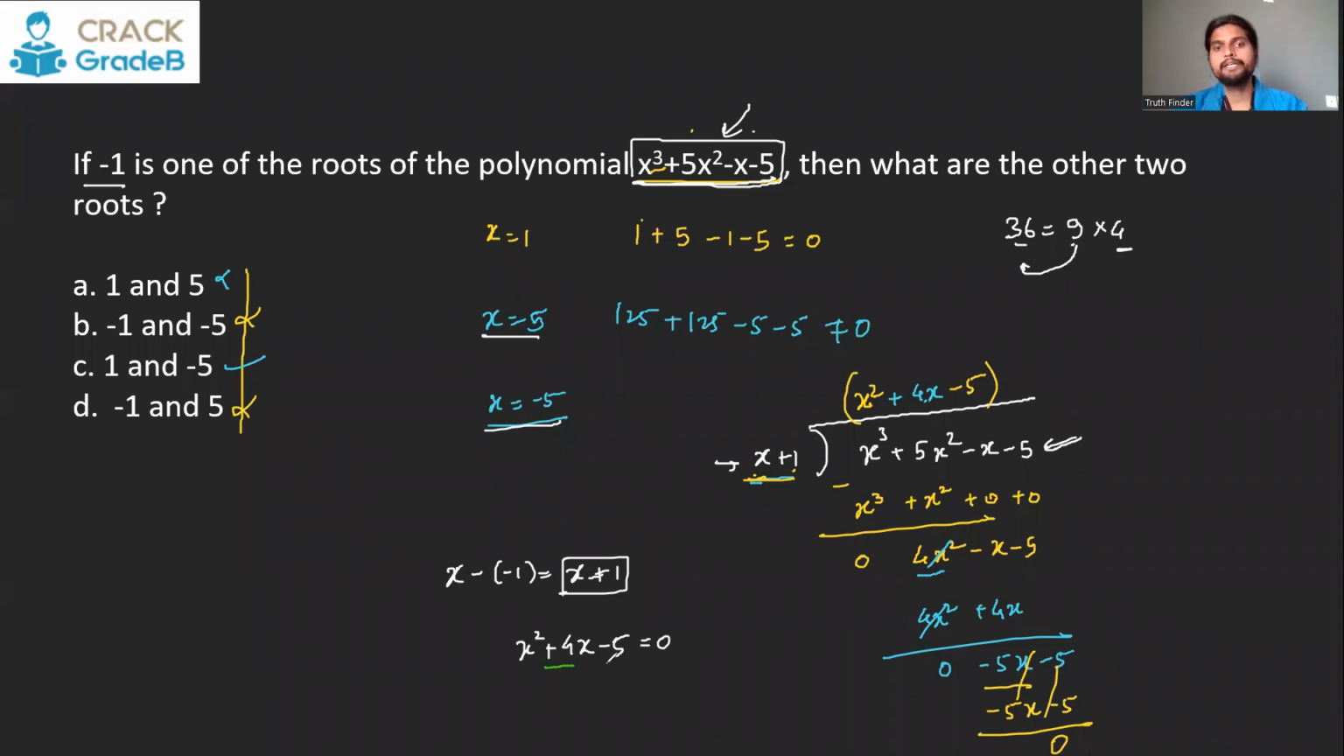such that the product is going to be minus 5. So you can write plus 5 minus 1. Plus 5 minus 1 is plus 4. Plus 5 into minus 1 is minus 5. Hence, the roots will be minus 5 and plus 1. So as you can see, the other two roots are minus 5 and plus 1.